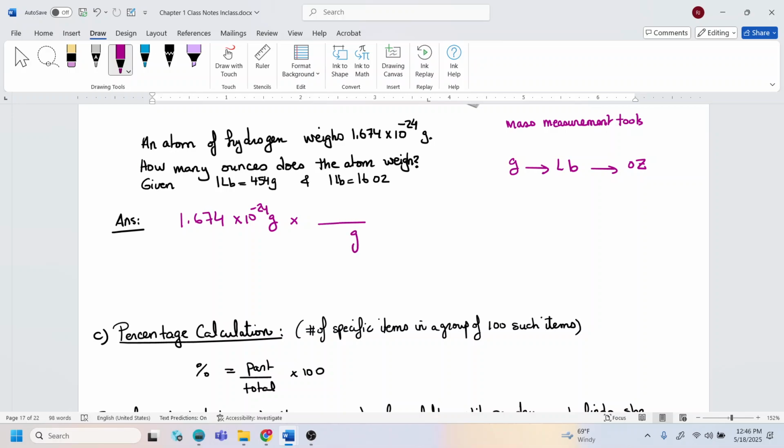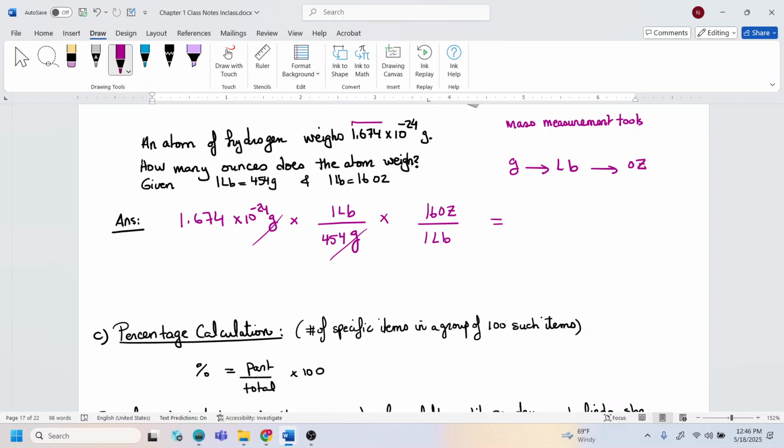So here now I'm going to cancel the grams, and I want to introduce the pound. So I know that 1 pound is equal to 454 grams. This way I introduce the pound. Now I want to cancel the pound, so 1 pound is equal to 16 ounces, and I want to introduce the ounces in there.